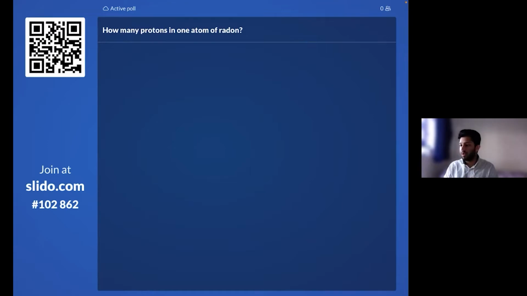So just scan the QR code to join, or go on to slido.com and type in the number 102862. So I'll give you a chance to do that because there are a few of you on. Okay, we've got 1 for 86. Oh, actually, sorry, we've got 6 for 86. Oh, you guys are smashing it.